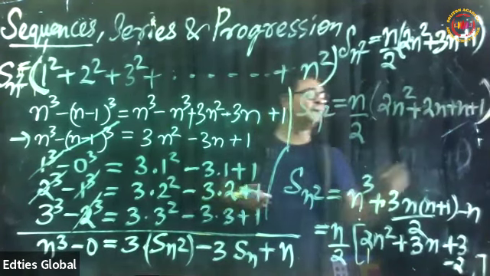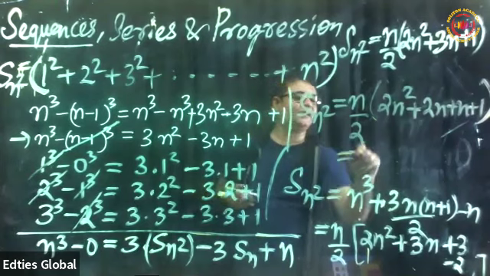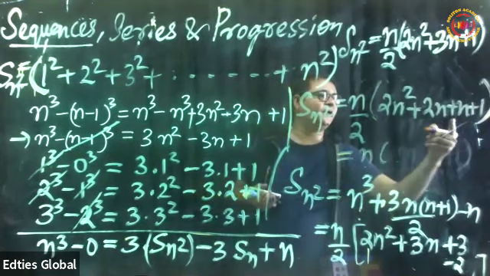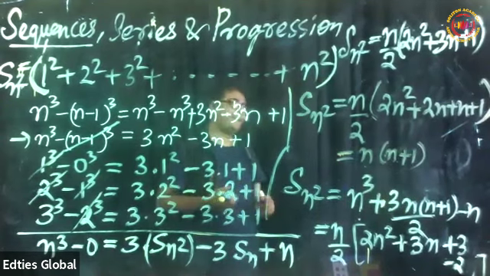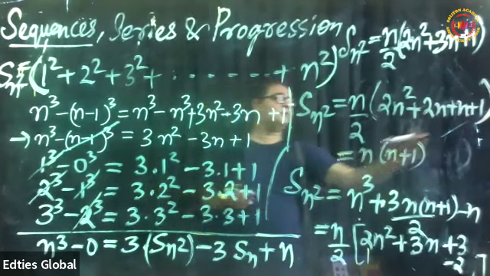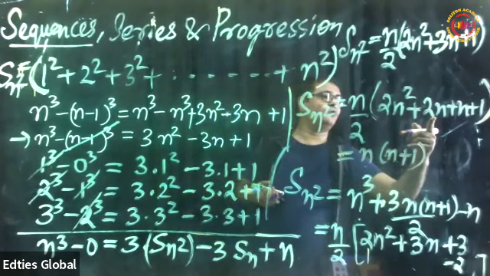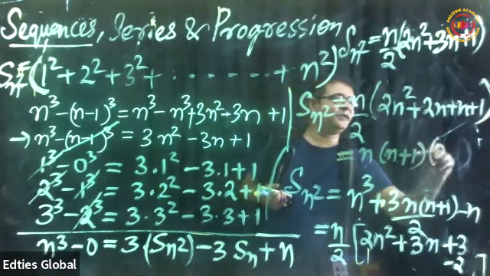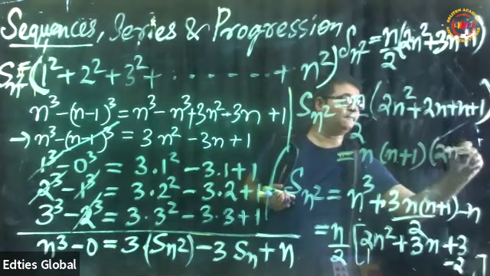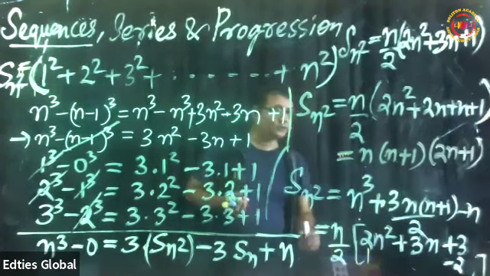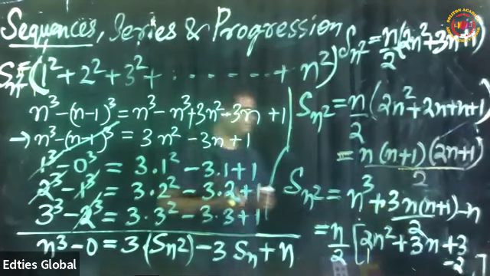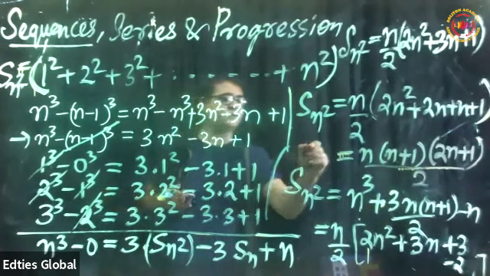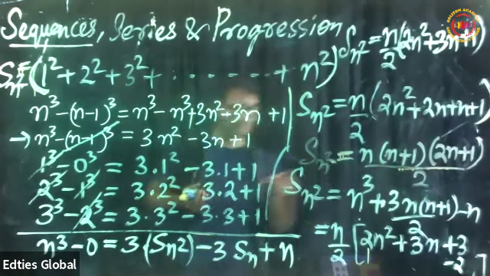Right? So you take n. Here you can see there will be n plus 1. Right? And then here will be 2n plus 1. Okay, divided by. Okay, so this is clear to all of you.